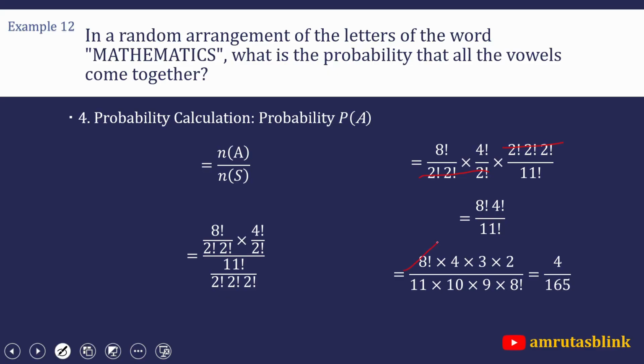Now this 8 factorial will get cancelled. Then we will have 2 ones are 2, 2 fives are 10, 3 ones are 3, 3 threes are 9. Then we have 4 upon 5 into 3 into 11, which is equal to 4 upon 165. So this 4 upon 165 is our final answer. That is the probability that all the vowels come together. This is a very classic case of letter arrangement where few letters from the word are repeated.